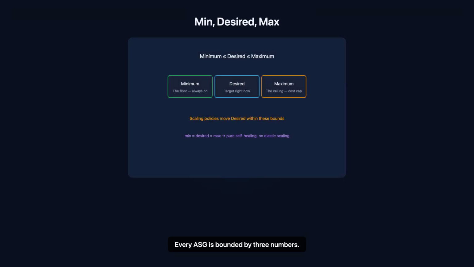Every ASG is bounded by 3 numbers. Minimum is the floor. The group always keeps at least this many instances running. Maximum is the ceiling. It never launches more than this, which is your cost cap. And desired is the target it's trying to reach right now. Scaling policies work by moving that desired number up and down, always staying between the floor and the ceiling.